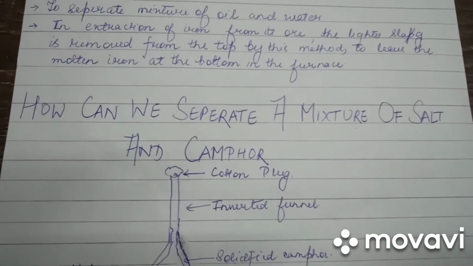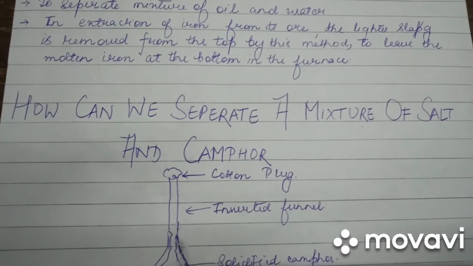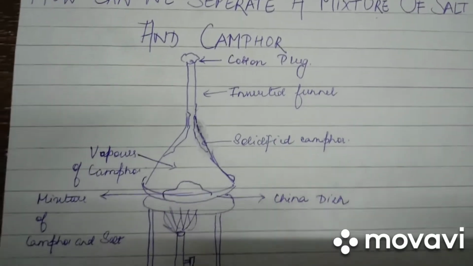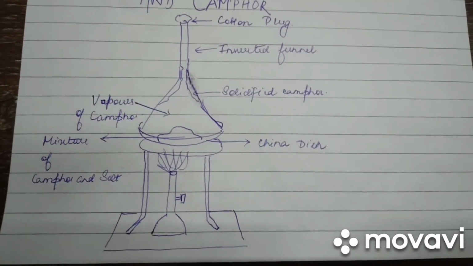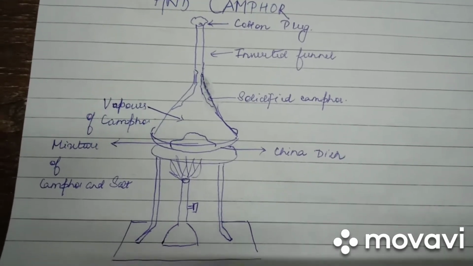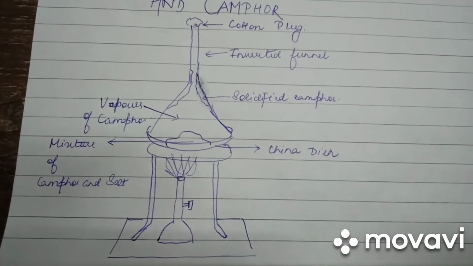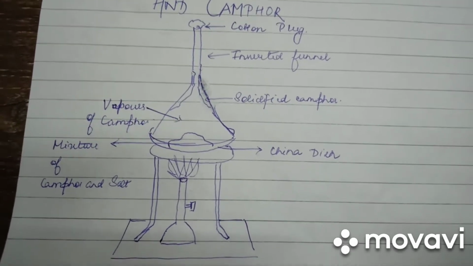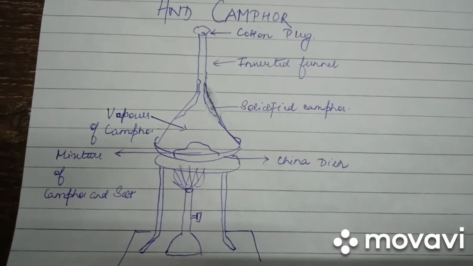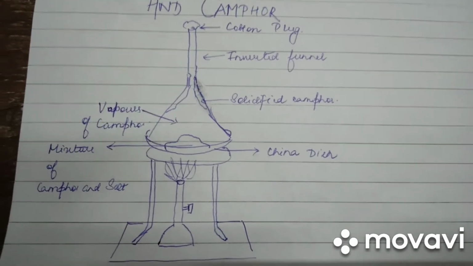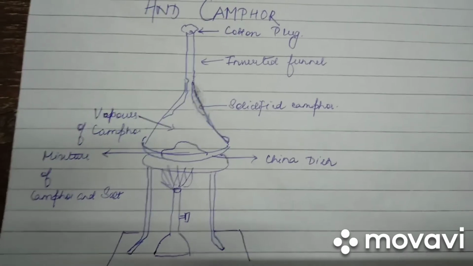Let us now discuss how can we separate a mixture of salt and camphor. Below is the apparatus of the activity to be performed. We have taken an inverted funnel on top of a dish containing mixture of camphor and salt, which is placed above a stand beneath which is a burner which is continuously providing heat to the dish containing the mixture.